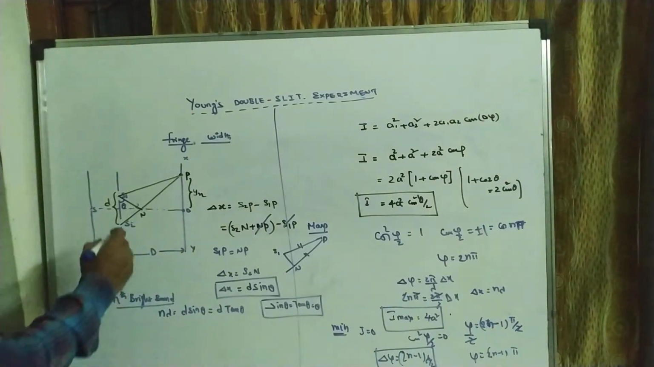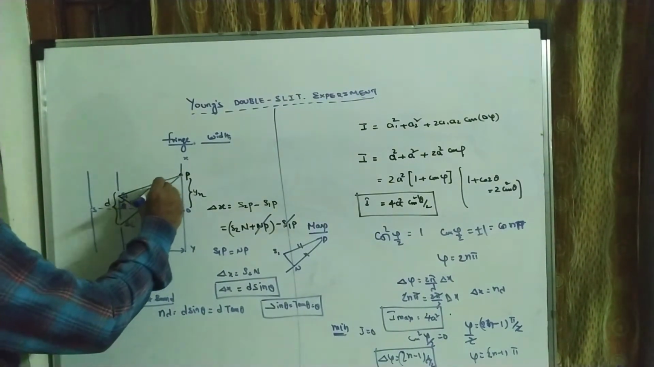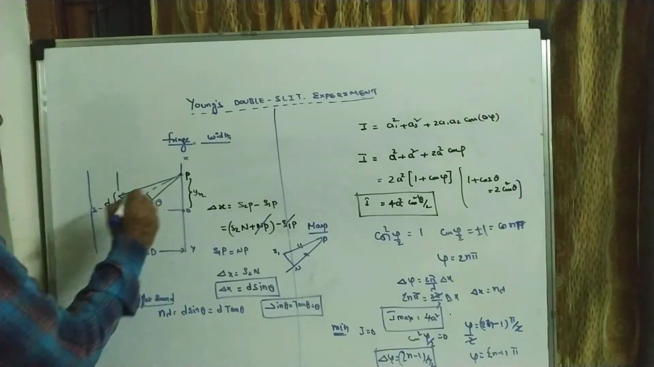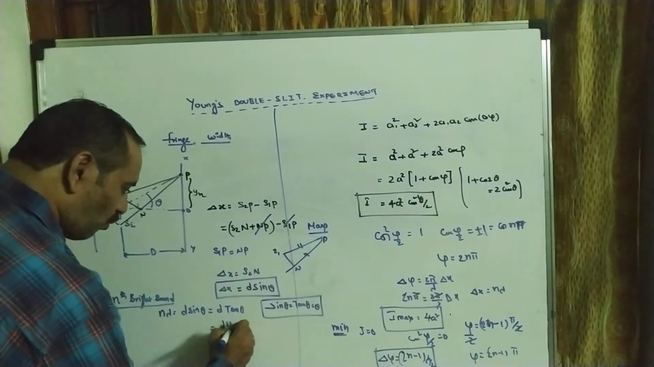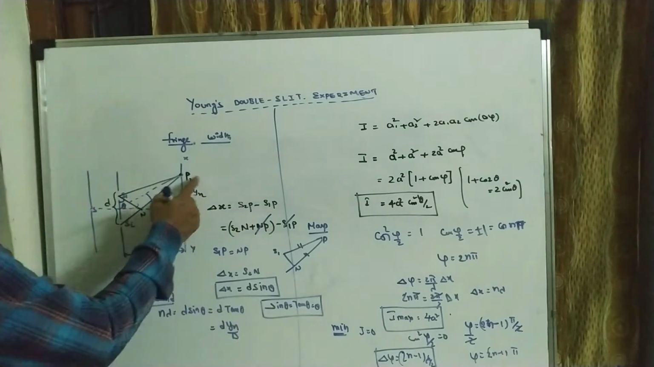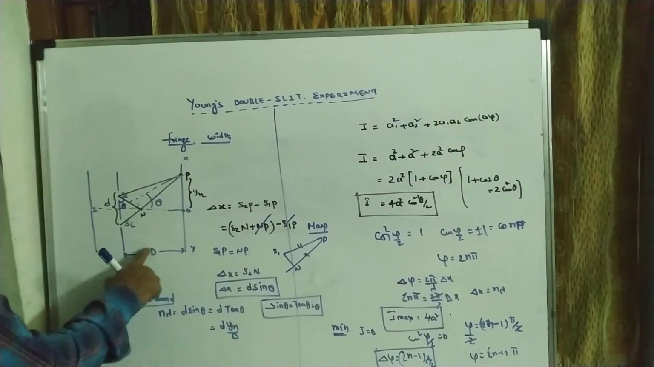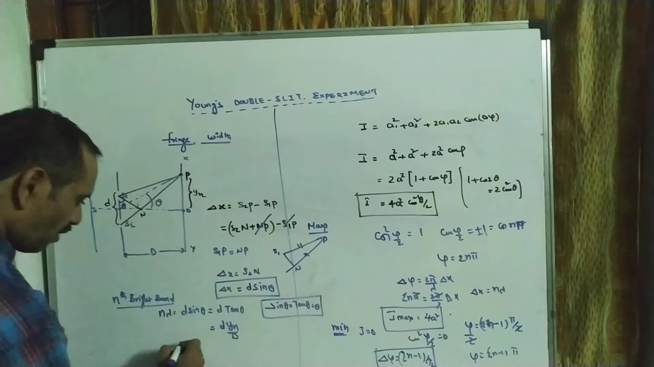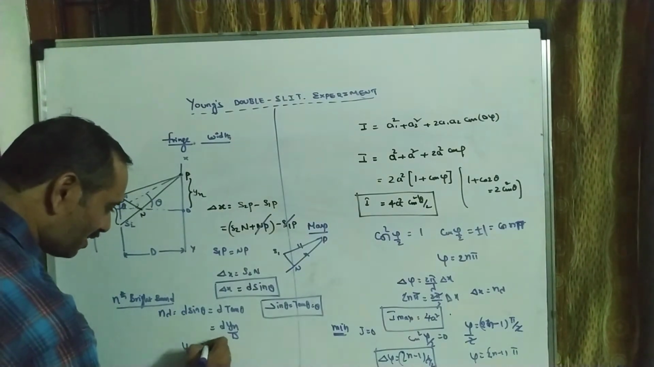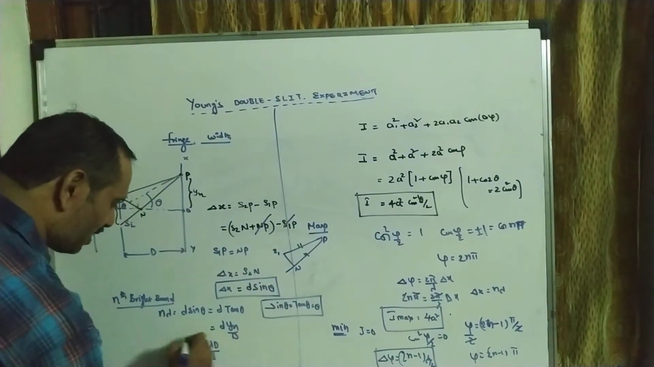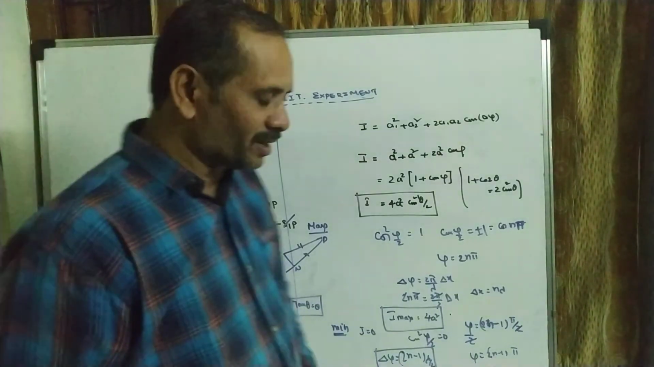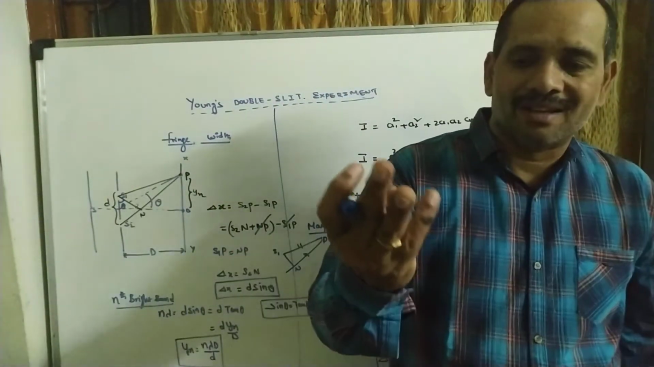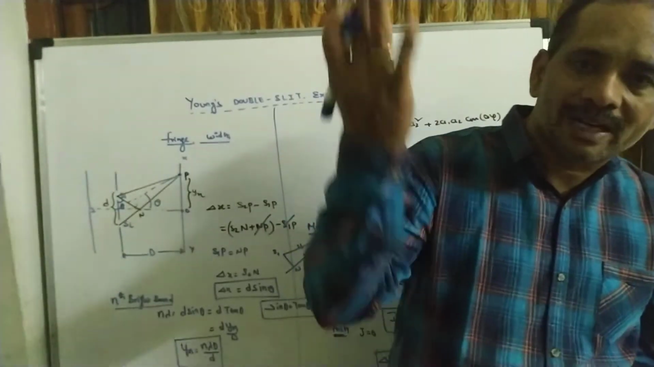Tan theta we can write like this. If I draw like this, this is also theta. Tan theta equals d into yn by capital D, opposite side by adjacent side. So now the nth bright band position equals n lambda D by small d. N takes values 0, 1, 2, 3, and so on.